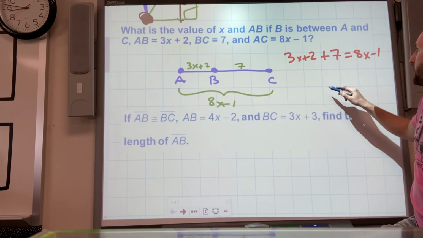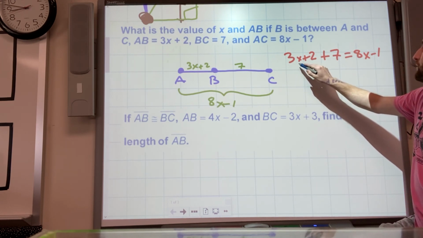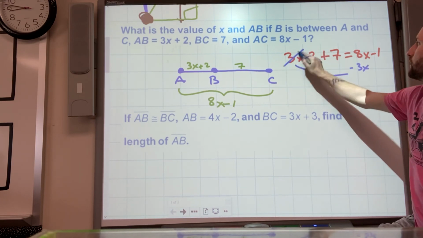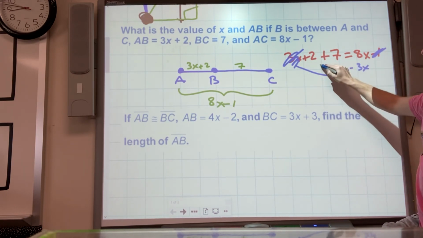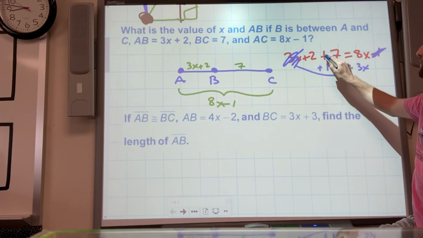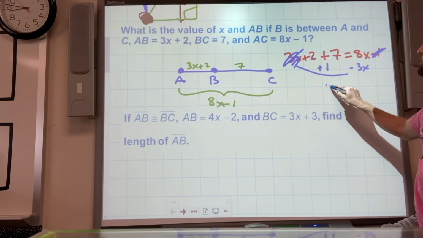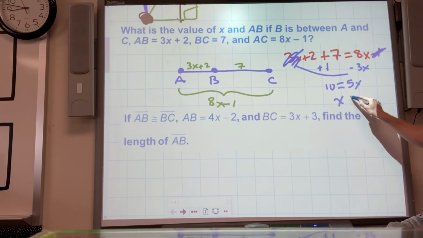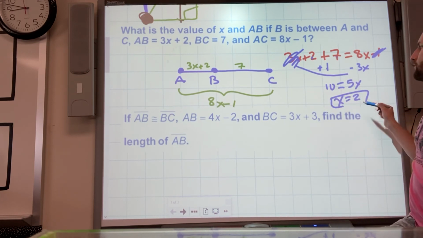I need to gather my like terms, so I tend to keep my x positive. So for me, I'm going to subtract my 3x over here. I'm going to add this one over here, and in total, this is 7, 8, 9, 10, is equal to 8x minus 3x, 5x. Divide both sides by 5, and get an x value of 2.